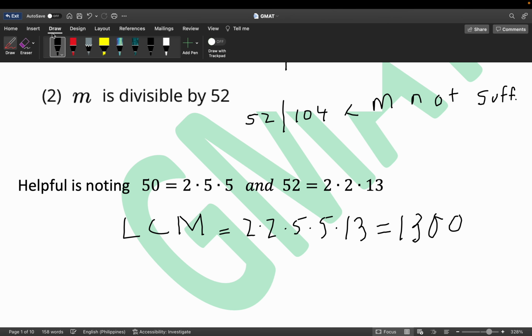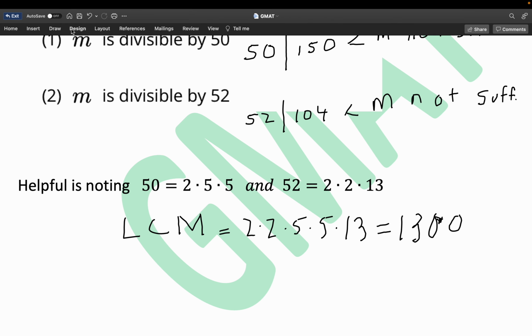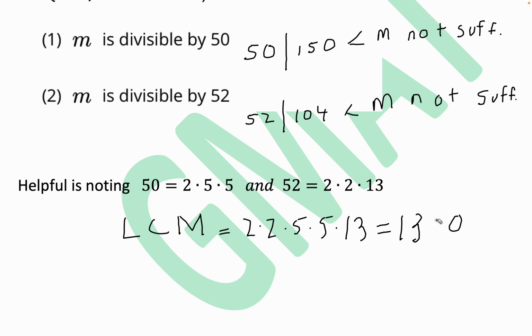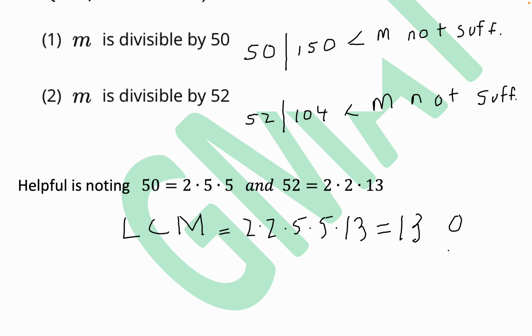Let me erase that. Whoops. Okay, it's supposed to be 1300, right there. 1300. But notice that the LCM is much greater. The 1300 is a larger number, substantially.